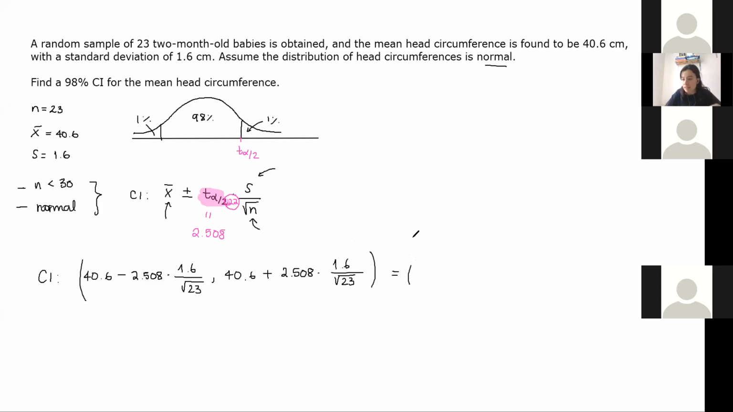And if I evaluate these, I'm going to get, I already did this before, 39.76. So this is going to be between 39.76 and 41.43. Okay, so this is my 98% confidence interval. If you understand everything that I did until here, please raise your hand.